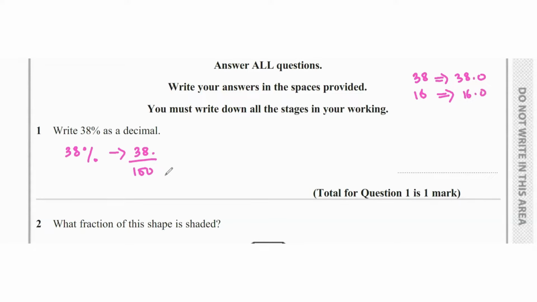And since there are two zeros in 100, we move the decimal 2 places to the left side. So when you move the decimal 2 places to the left side, our zeros get cancelled out and we have 0.38. That is your answer.